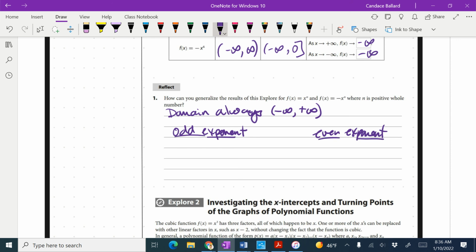Okay, so on an odd exponent, what was the range no matter what? Negative infinity to positive infinity. Okay, always.